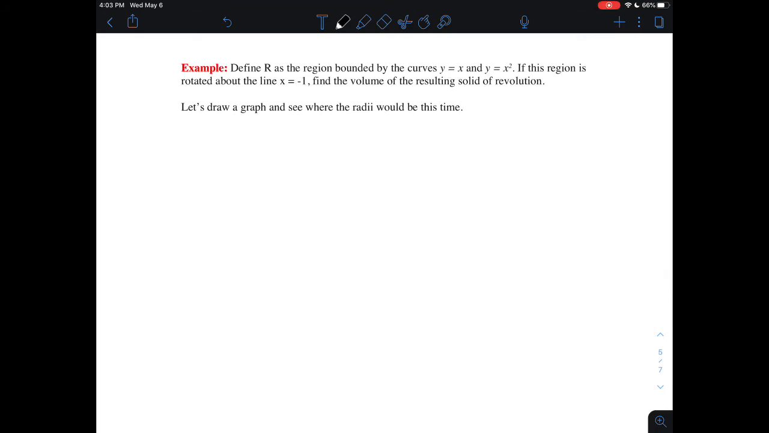Here's a new example. Now define capital R as the region bounded by the curves y equals x and y equals x squared. If this region is rotated about the line x equals -1, find the volume of the resulting solid of revolution. Notice here the axis of rotation is x equals -1. That's different than what we had in the previous example, which was y equals -1. So you can start to think that maybe we might have a different axis of rotation that would be vertical this time around, so things might be different than what we saw before. So just like we did in earlier examples, let's draw some pictures.